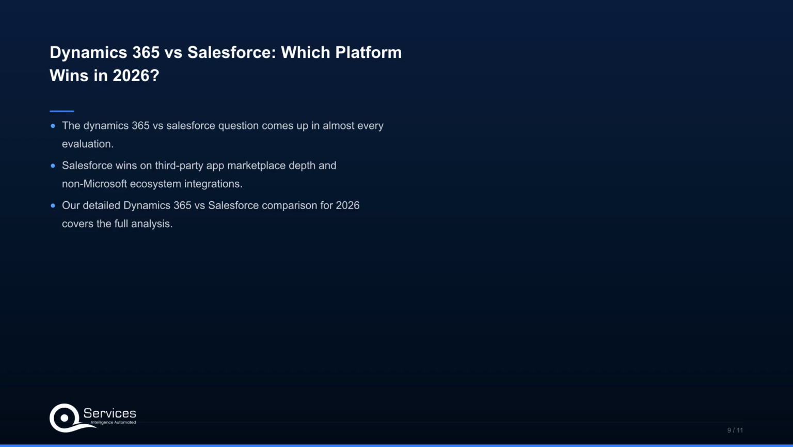Our detailed Dynamics 365 versus Salesforce comparison for 2026 covers the full analysis. The short version: if your company runs on Azure, uses Microsoft 365, and wants ERP plus CRM on the same platform, Dynamics 365 is the stronger long-term choice. One practical note: switching from Salesforce mid-contract has real costs, including a 2 to 3 month parallel run period that needs to be factored into your Dynamics 365 migration services timeline.